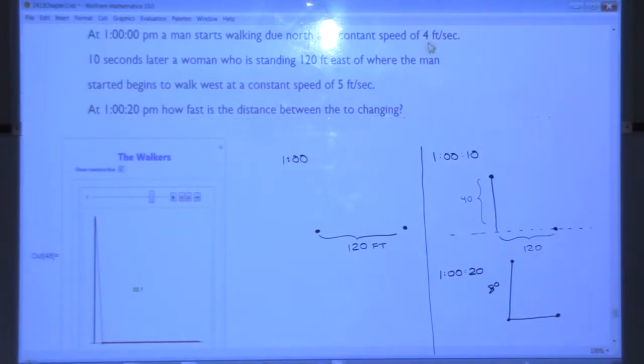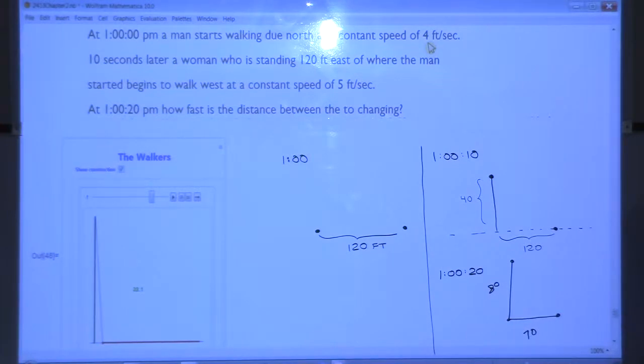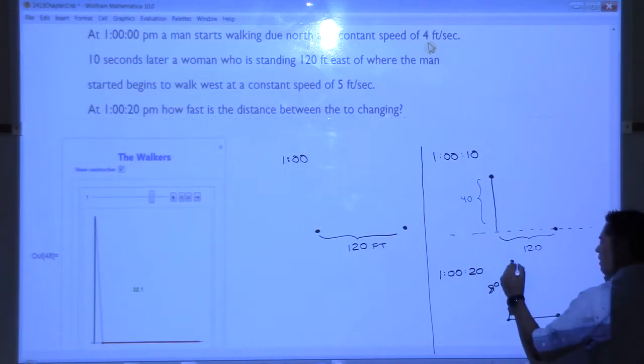Feet, so she's now 70 feet from him, right? That's when she starts walking. 20 seconds have gone by, so he's walked 20 seconds times 4, that's 80. She started 120 feet away, but she's walking west at 5 feet per second. So in 10 seconds, she will have walked to here. Isn't this the instant in time we're talking about? This is the instant, so at this instant, this is where I'm going to draw my line between them.